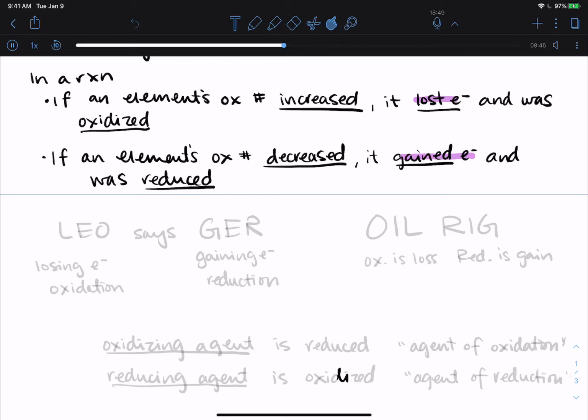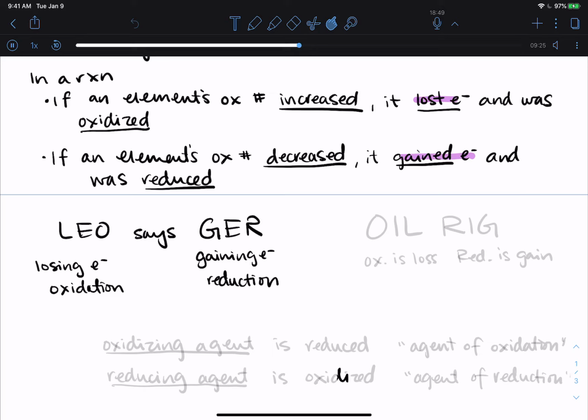So, of course, this has some acronyms to help you remember it. Whichever one works for you, I'm going to give you a couple that are really popular. So one is that LEO says GER for losing electrons oxidation. And on the other side, gaining electrons reduction.